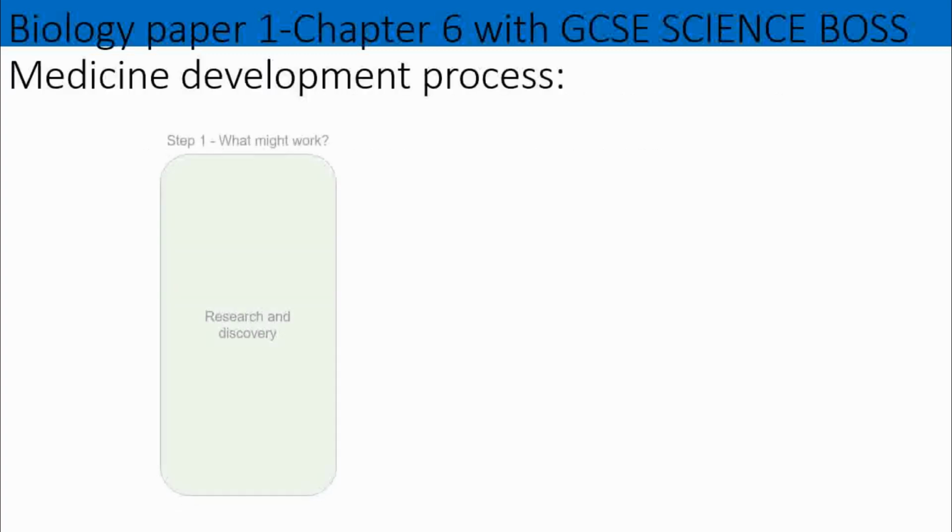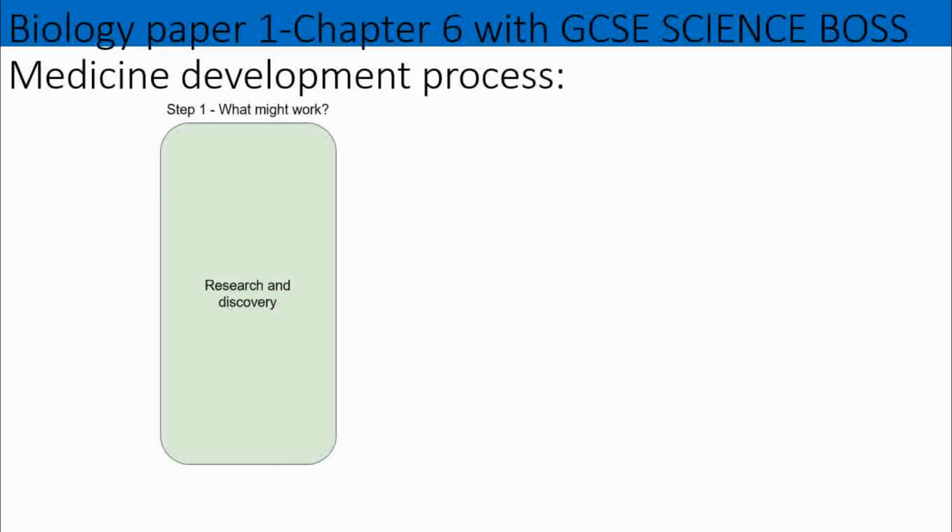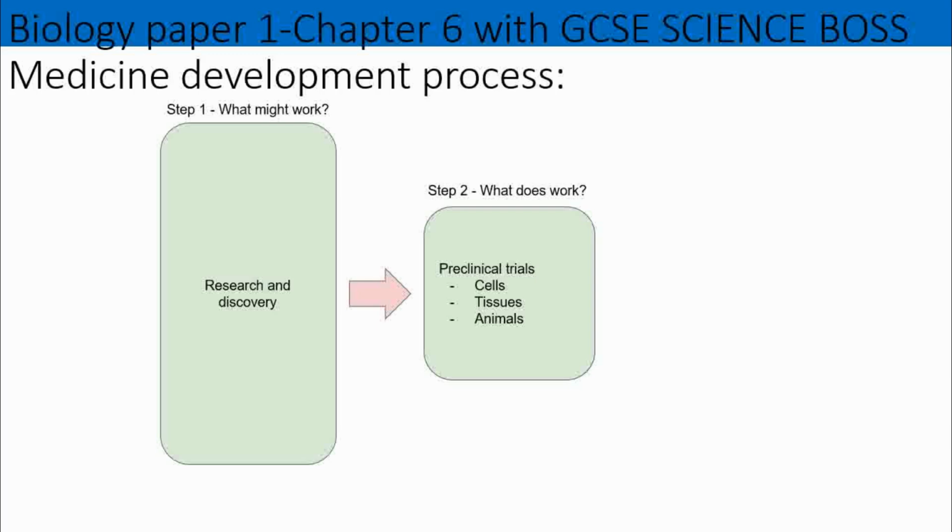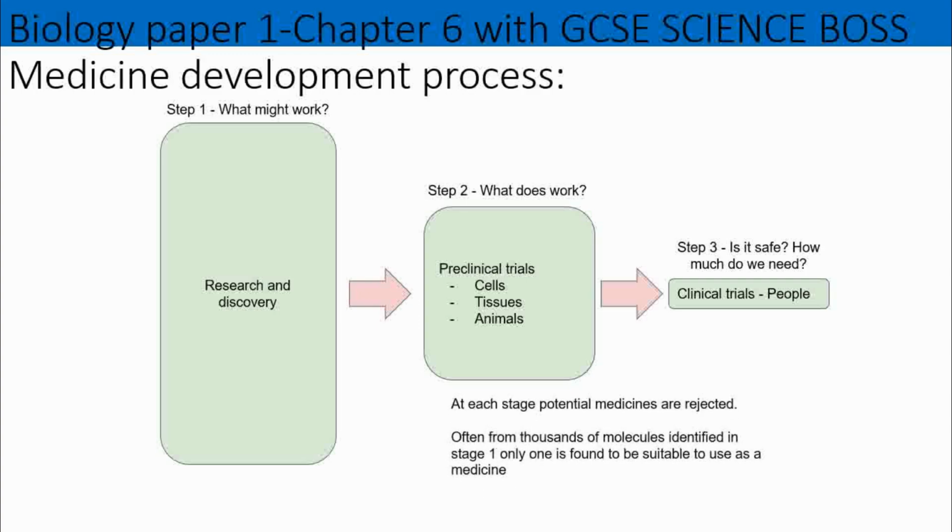So in terms of how we discover new drugs, the process is that first we have to do some sort of research and discovery. Then step two, we look at preclinical trials. This is normally done on cells, tissues and animals. Good. And then we do clinical trials, which are done on people. We need to find out: is it safe? How much do we need, like the correct dosage and that sort of thing? At each stage the medicine can be rejected, and lots of medicines are rejected even at stage one. So not a lot of drugs pass stage one.